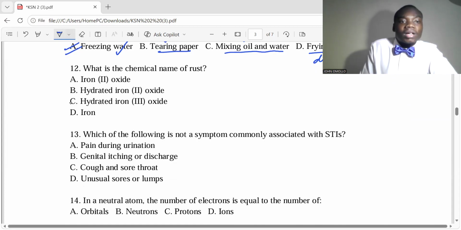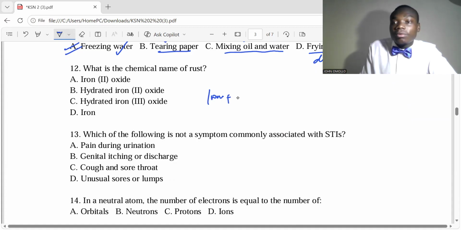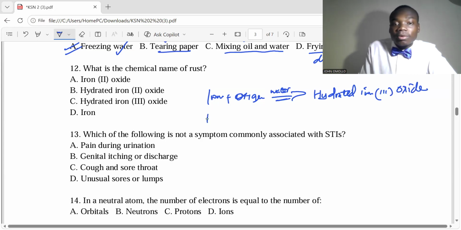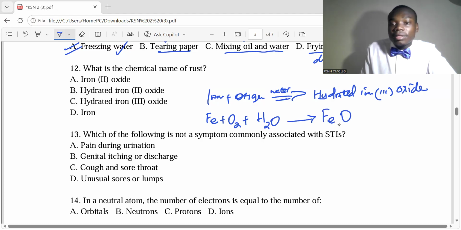What is the chemical name of rust? Number 12. Now, rust is formed when iron reacts with oxygen in the presence of water. So water must be present. So in that case, what will be formed? Hydrated iron 3 oxide. Because of the presence of water here, I'm going to react iron plus oxygen plus water. When that happens, we are going to have iron 3 oxide, which is hydrated.